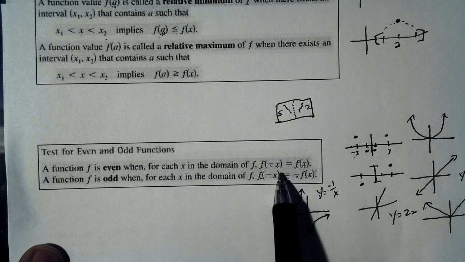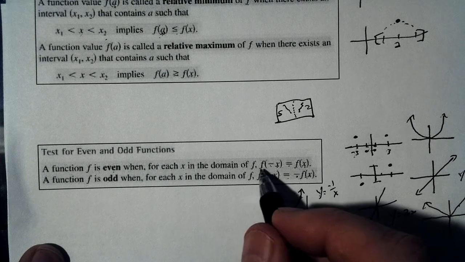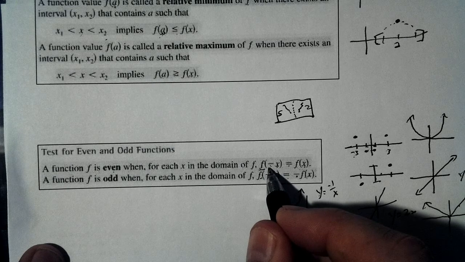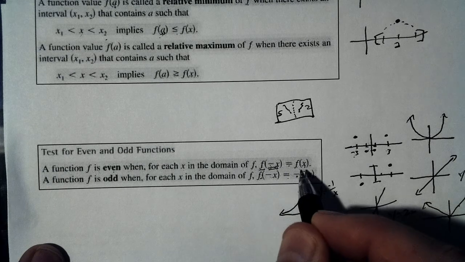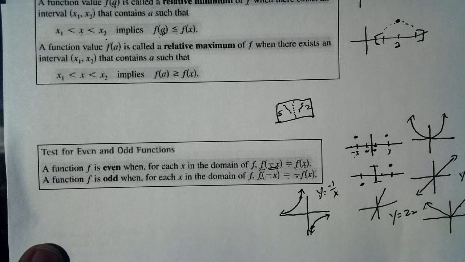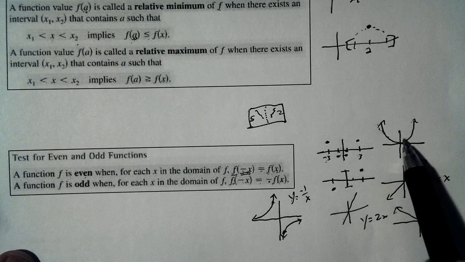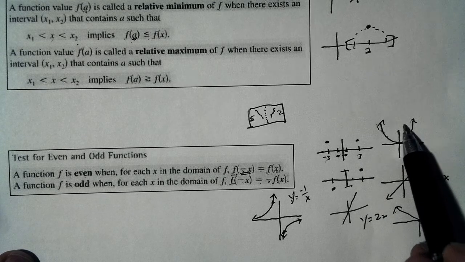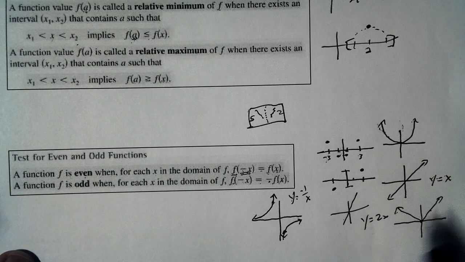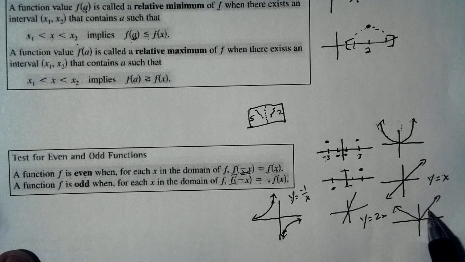A good way to say it, a bad way to think about it. We can think of this as the height. The height to the left is the same as the height to the right. For instance, this function: the height to the left of the graph appears to be the height to the right. It looks like it folds over the y-axis. This one appears to be even.